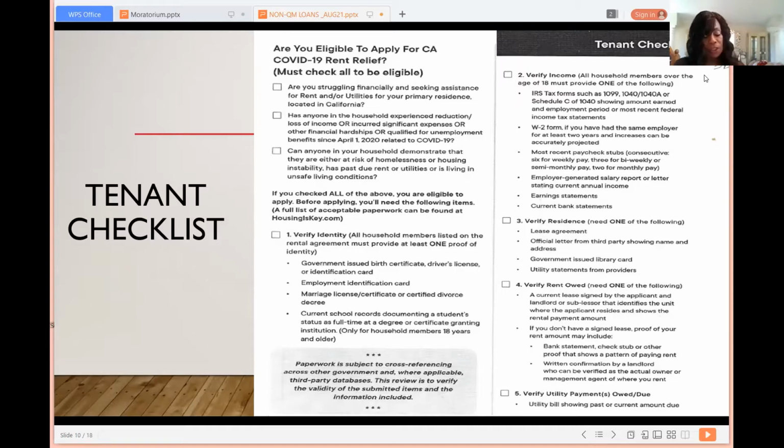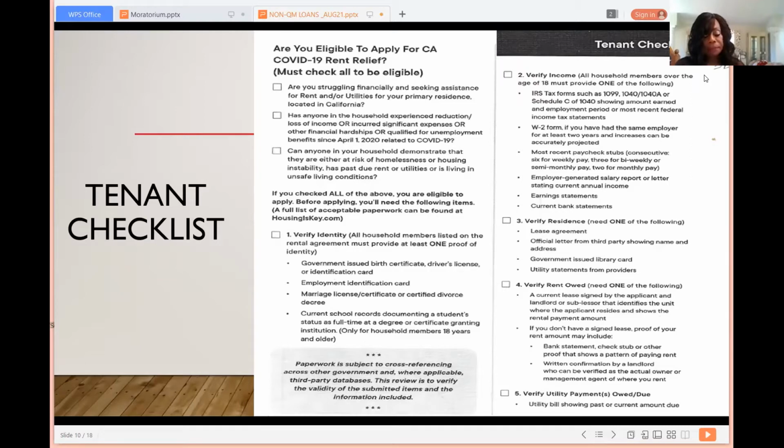Employment identification card, you can bring that, marriage license certificate, or a certified divorce decree. Also your school records, particularly for your children. If you're saying you got 4 kids, their school identification records. Status as a full-time or degree or certificate granting institution. Only for household members 18 years and older is this required.